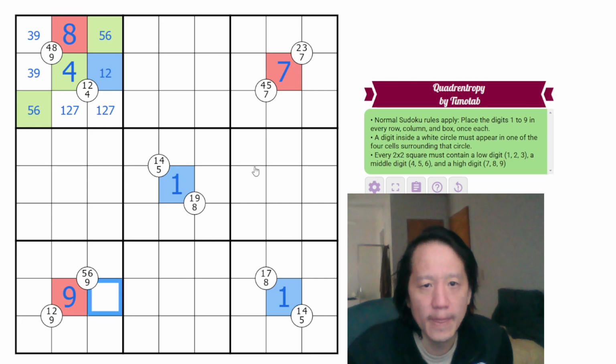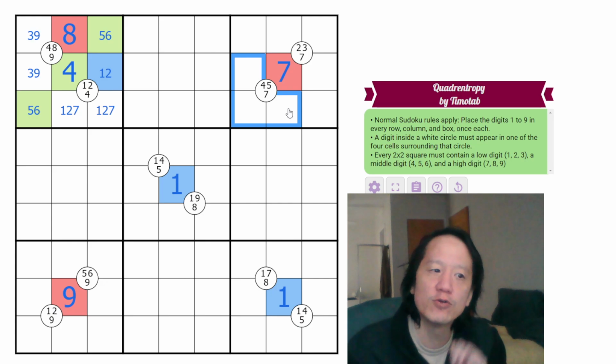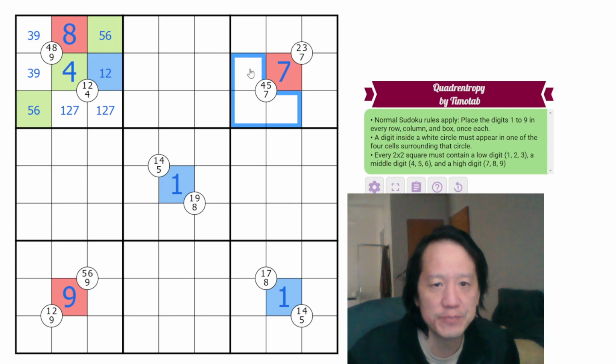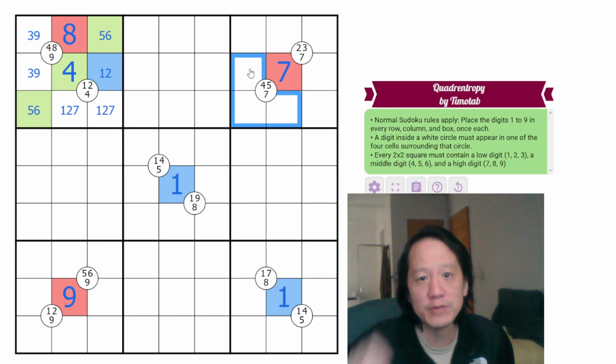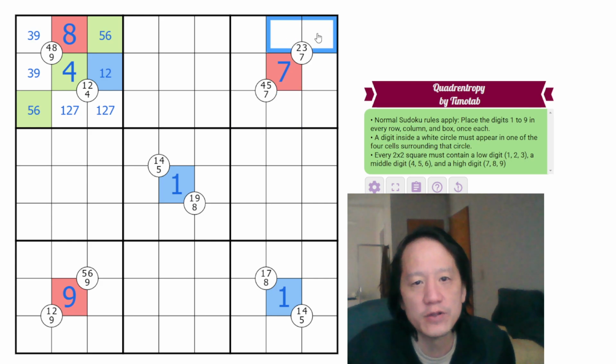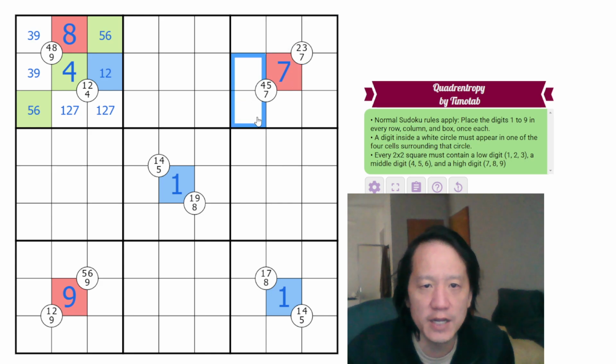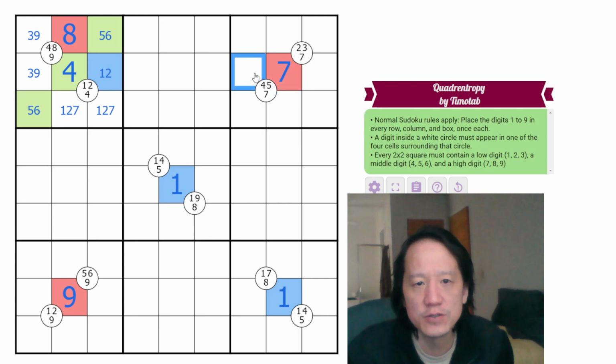Let's see. This must have a 4 and a 5 that are in the three remaining surrounding cells, right? That means it has two mediums and one high, so that means it needs a low. Well, there also is a 2 and a 3 that's around these three cells, so this cannot be 2 or 3. What does that mean the last low is? It has to be a 1. So this has to be 1, 4, and 5.